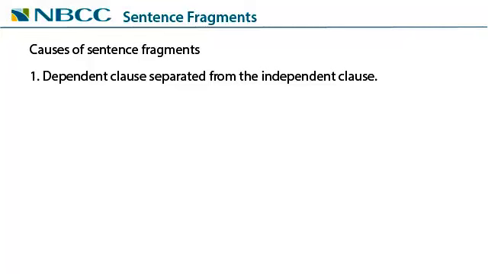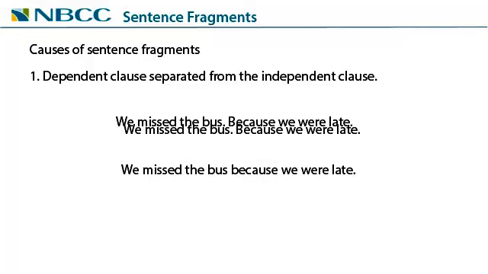Sometimes a writer just accidentally puts a period between the independent and dependent clauses, creating a sentence fragment. For example, we missed the bus. Because we were late. Can you see the fragment? We missed the bus is an independent clause. It can stand by itself. But because we were late is a dependent clause. It can't stand by itself.